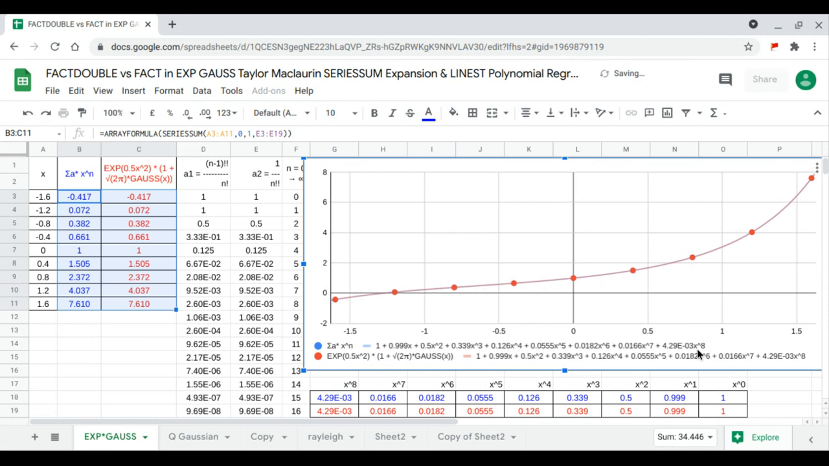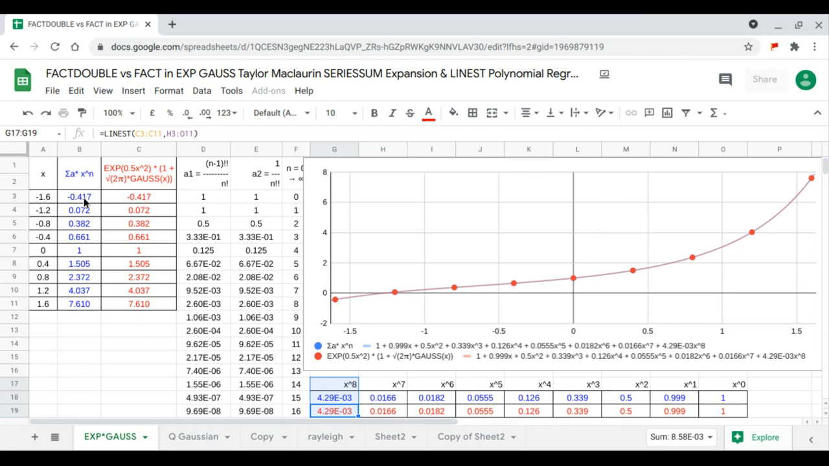So start from x to the 0, 1. Coefficient of x, 0.999. Coefficient of x squared, 0.5. Coefficient of x cubed, 0.339. Coefficient of x to the 4th, 0.126. Coefficient of x to the 5th, 0.0555. Coefficient of x to the 6th, 0.0182. Coefficient of x to the 7th, 0.0166. Coefficient of x to the 8th, 4.29 times 10 to the minus 3.